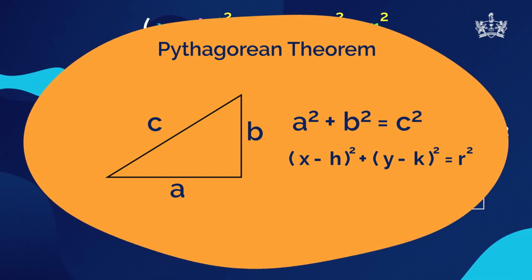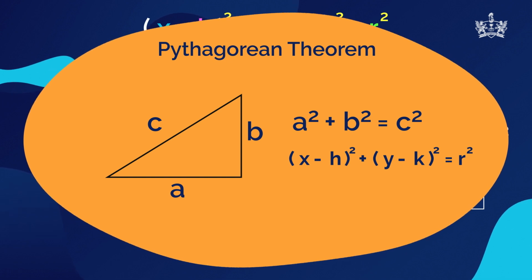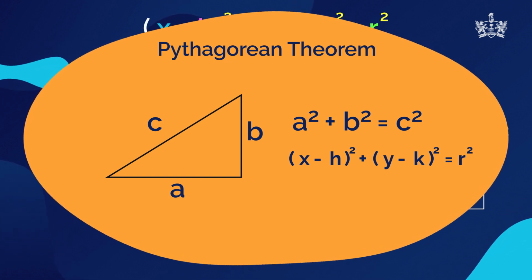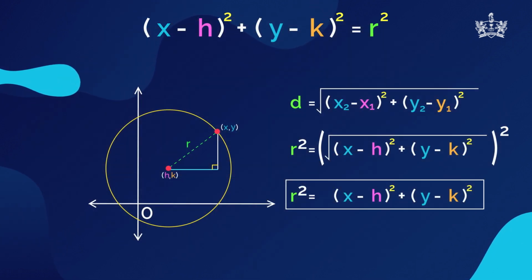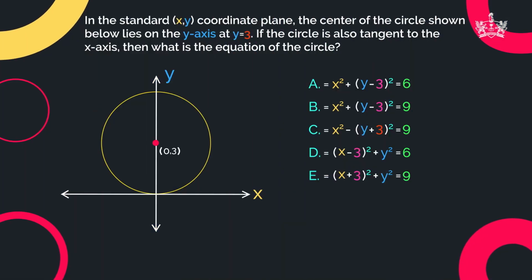But let's see how the test will present these problems. They won't make you do anything too crazy. They just want to know if you can recognize a circle formula and the components of it. For example, let's try this problem together. In the standard xy coordinate plane, the center of the circle shown below lies on the y-axis at y equals 3. If the circle is also tangent to the x-axis, then what is the equation of the circle?